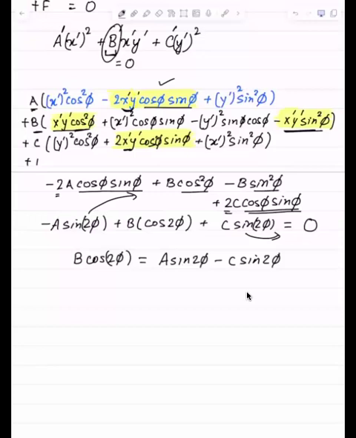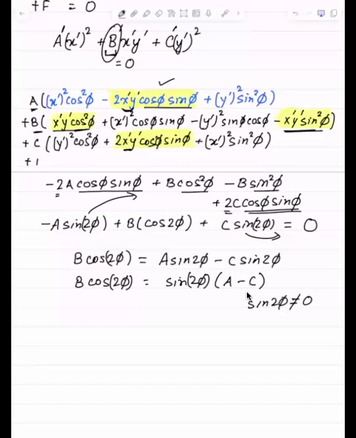Now, I can divide through by sine 2 phi. Okay, let me repeat this. This is b cosine 2 phi equals, if I factor out the sine 2 phi, a minus c. Now I can divide through by sine 2 phi because sine 2 phi cannot be 0. Okay, because my claim is sine of 2 phi cannot be 0.